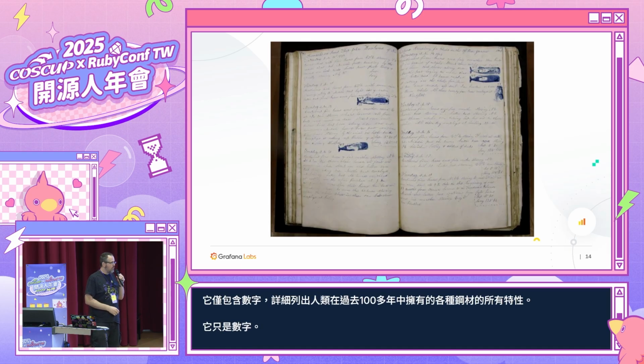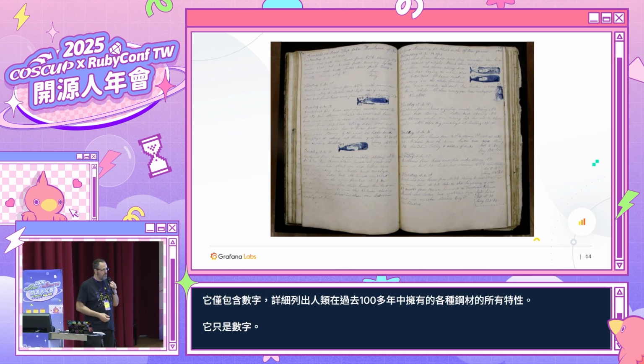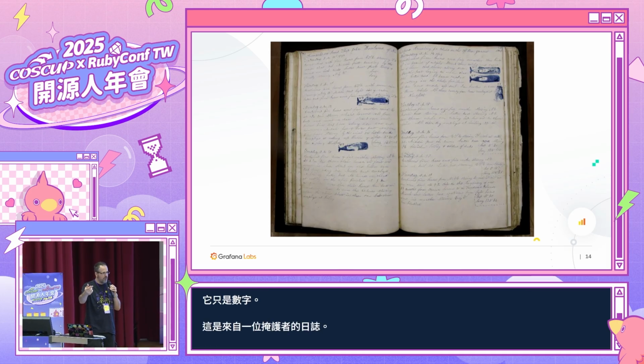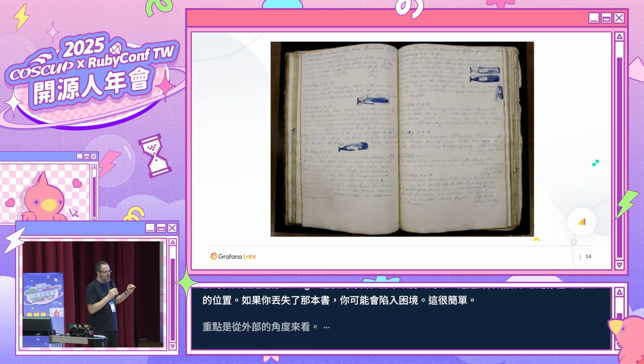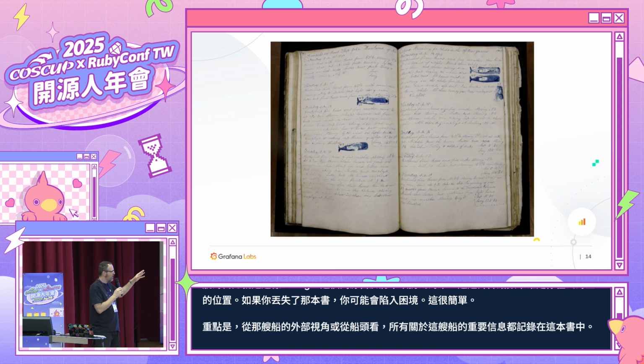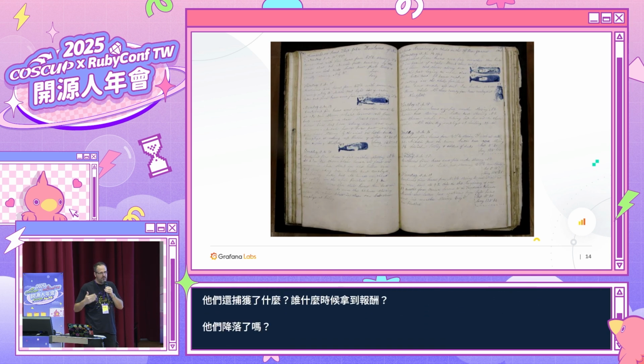This is a logbook from a whaler. Logbook is like, this is where the term logs is coming from, where you threw the log overboard and you counted the knots and you knew where you were on the high seas. And if you lost that book, you starved, very easy. So point is, from the external perspective of that ship, everything which mattered about the ship was in this book. What whales they caught, who got paid when, where did they land, who did they pay, whatever. All of this was in this book. All of the existence of the ship is in this book.